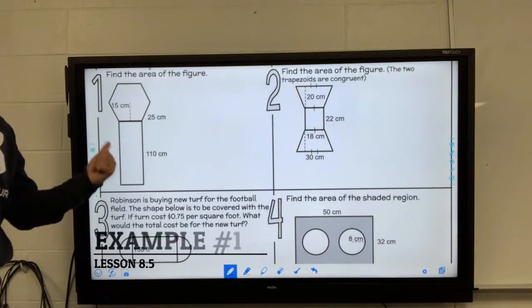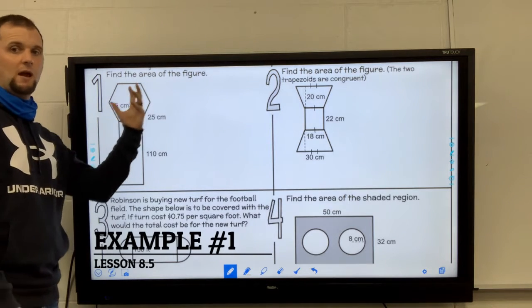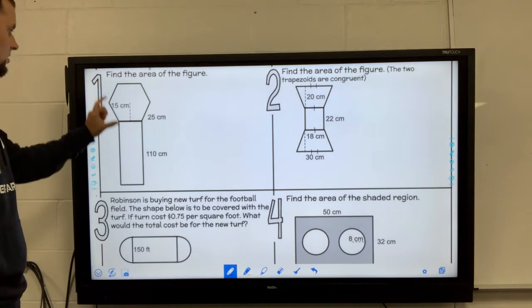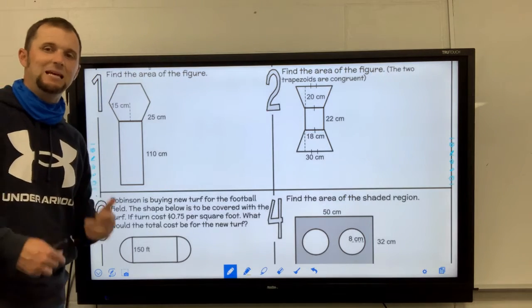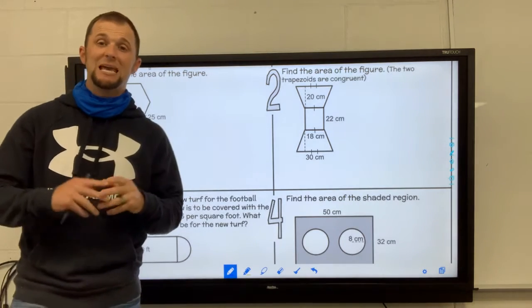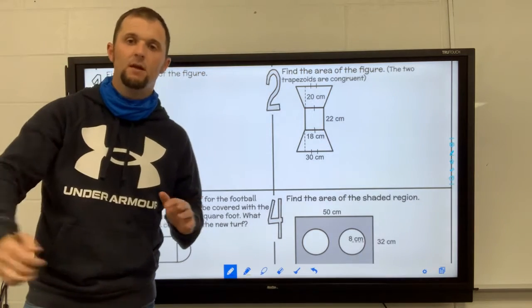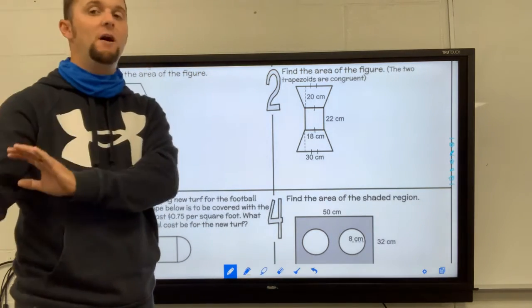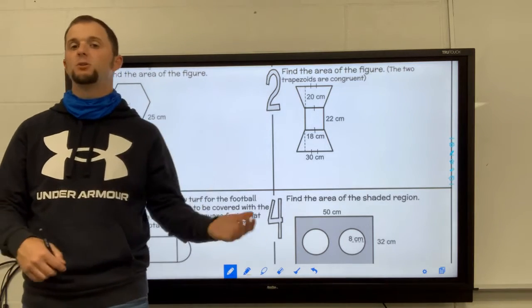All right, so look at example number 1. It wants me to find the area of this figure. Right now I'm given two shapes that are already formed here, giving me two different figures. The thing I like to do when I'm doing composite figures is write out what two shapes I have. That'll help me figure out what formulas I need to plug in, and then I'm going to use those formulas to find the total area.